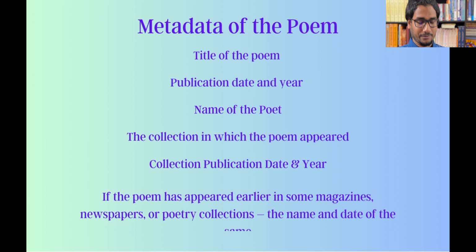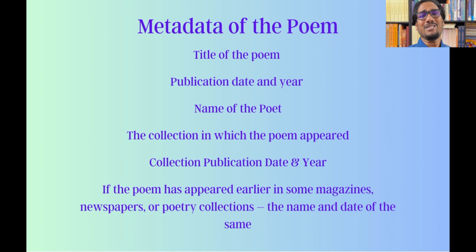So in the metadata, we will record the data about the poem. I will just make a list of it, and I also share a screen on the video so that you can watch it carefully and even make a note if you want. So in any order, when we have to note down the metadata about a poem and also about the poet, we will include title of the poem, publication date or year, name of the poet, the collection in which the poem appeared for the first time, other place in which the poem appeared for the first time, like newspaper, magazine, or another collection other than the poet's.